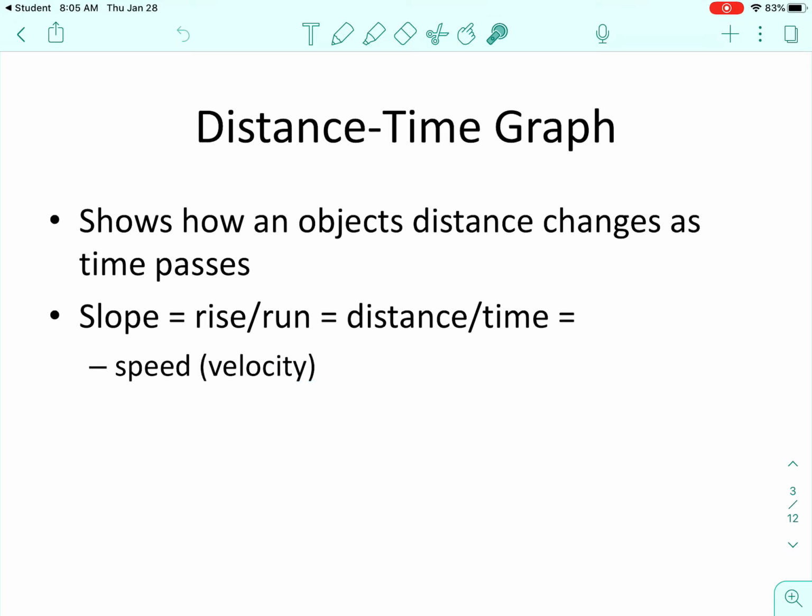So be careful, because you can find distance and displacement on a distance time graph. Remember, with displacement, you only care about the first point and the last point. And with distance, you've got to add up all the segments in between.